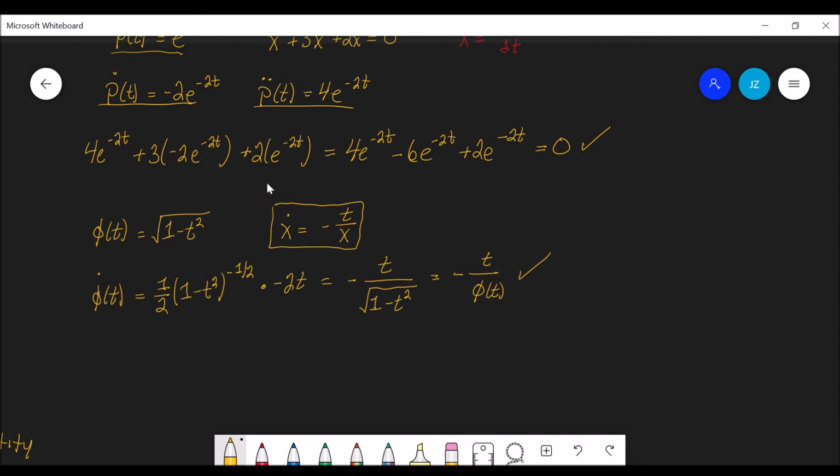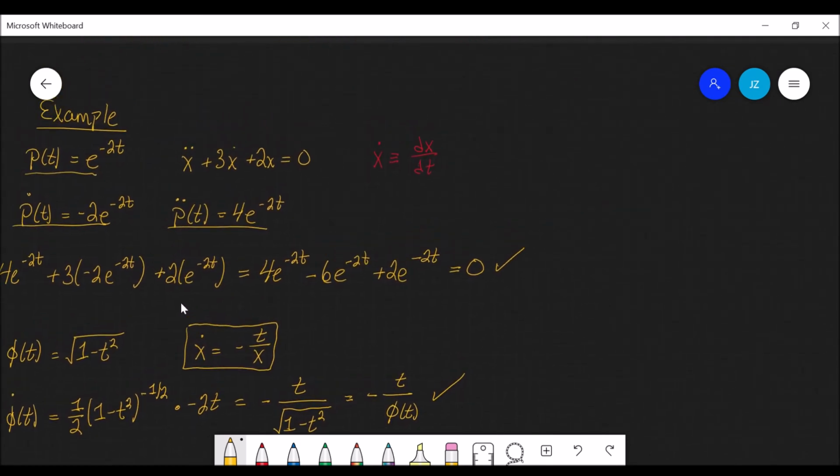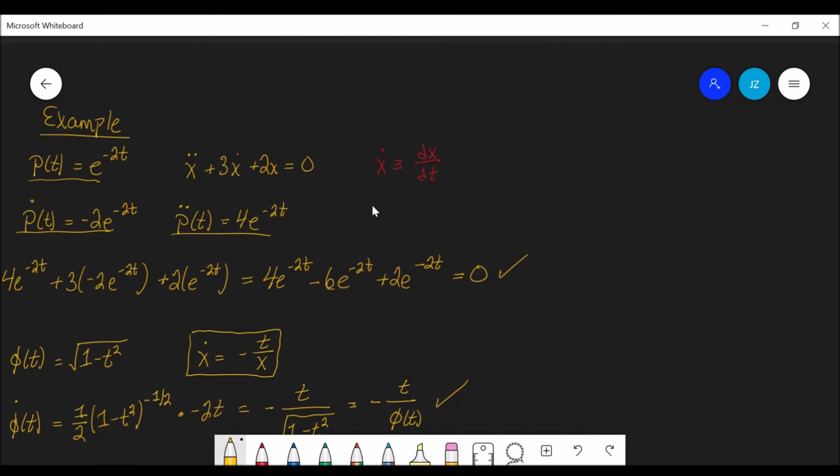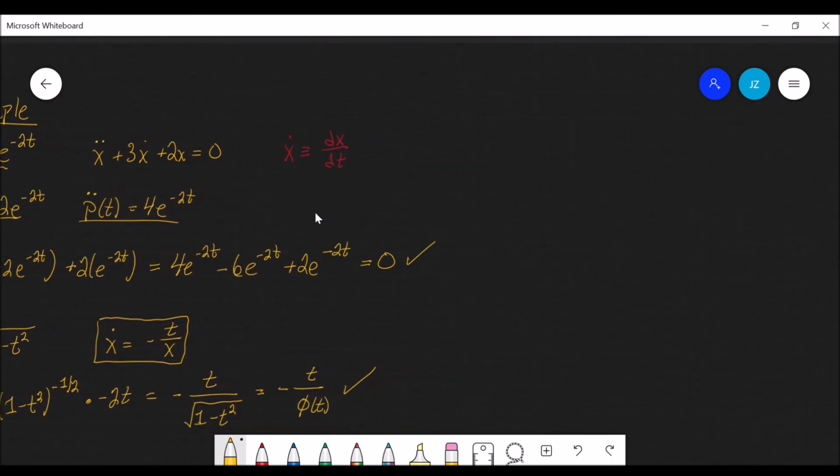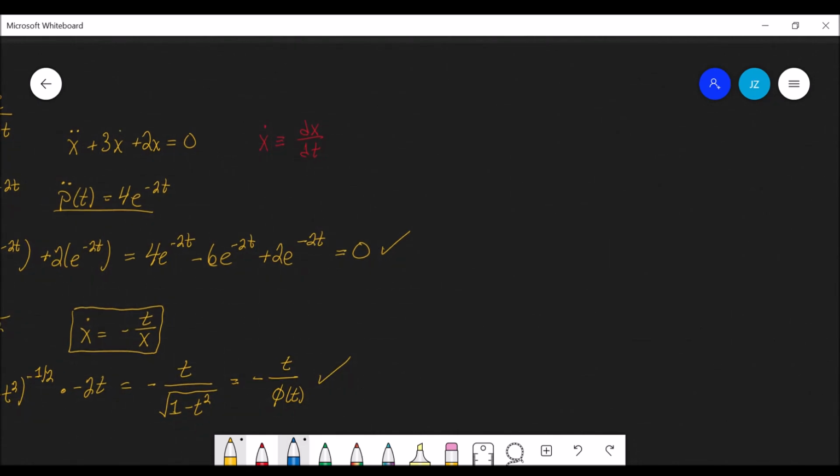If we go back real quick to the previous example, x double dot plus 3x dot plus 2x is equal to 0. Notice that x equals 0 would also be a solution to this. We call such a solution a trivial solution. So the trivial solution is a solution that is identically 0 on the interval.